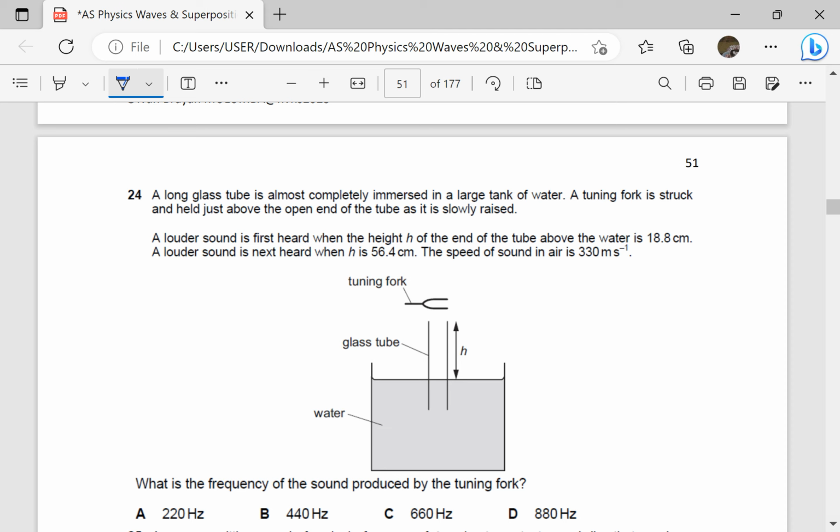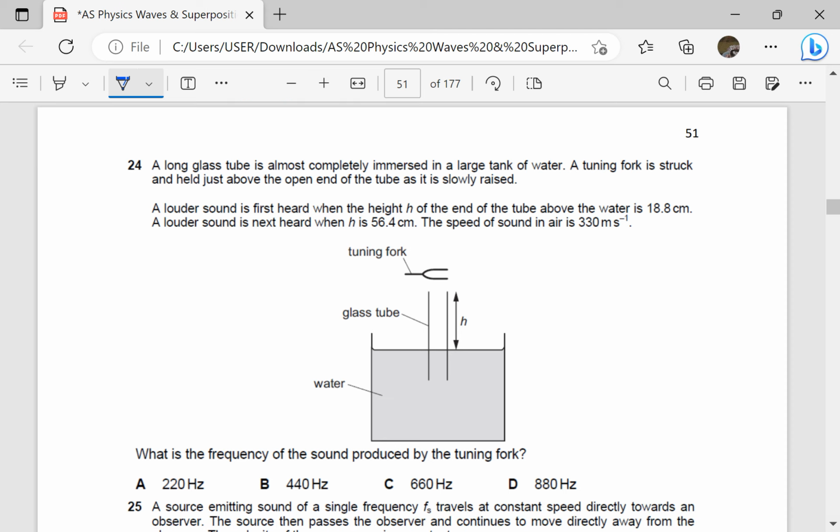A long glass tube is almost completely immersed in a large tank of water. A tuning fork is struck and held just above the open end of the tube as it is slowly raised. A louder sound is first heard when the height h of the end of the tube above the water is this. That is the first position of resonance. The loud sound is next heard when the height is that. So remember we said the distance between two successive points of resonance is always half of the wavelength.